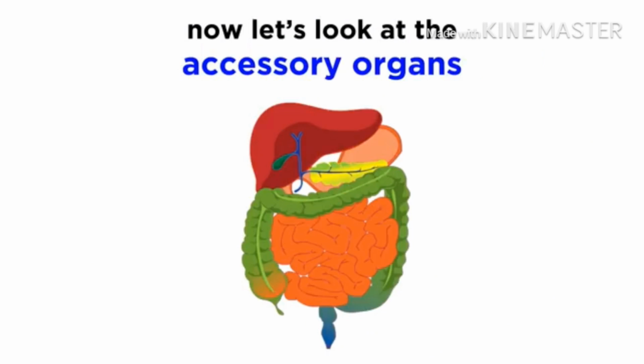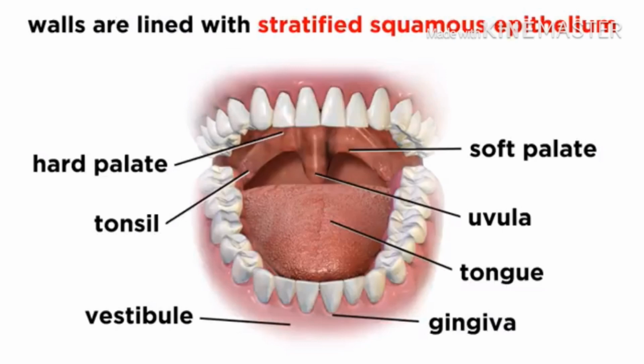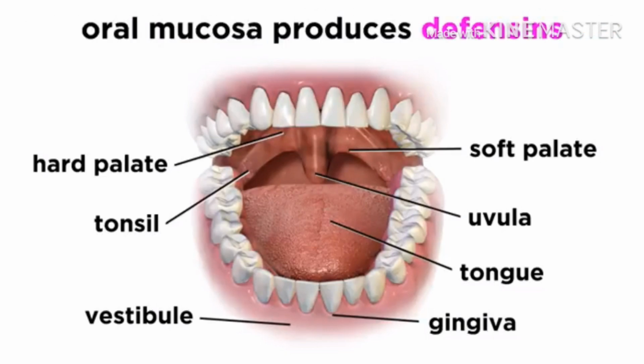Let's look at the accessory organs. We've already talked about the mouth, or the oral cavity, when discussing the sense of taste, so here we will just highlight the features relevant to digestion. The walls are lined with stratified squamous epithelium, and the oral mucosa produces an antimicrobial peptide called defensins. These regions need a large amount of protection.